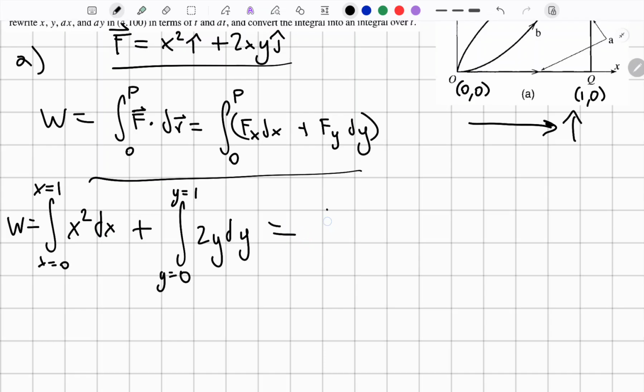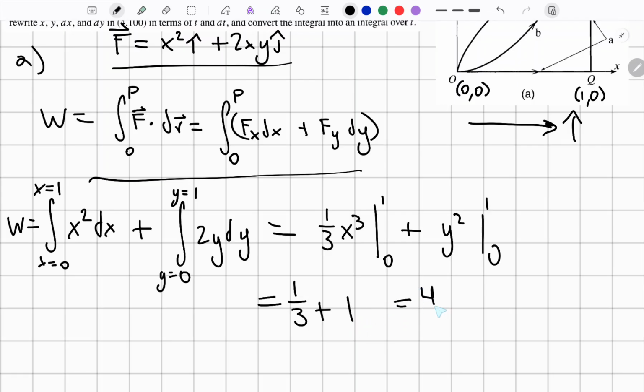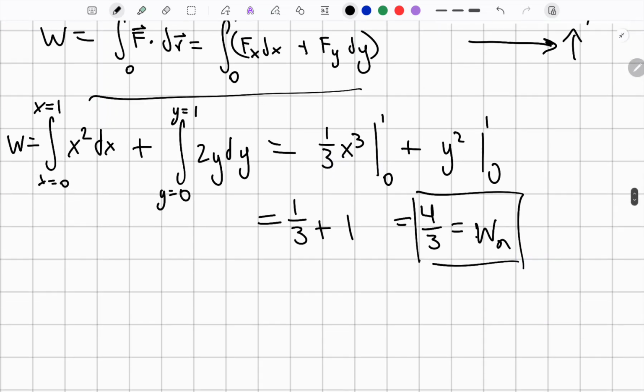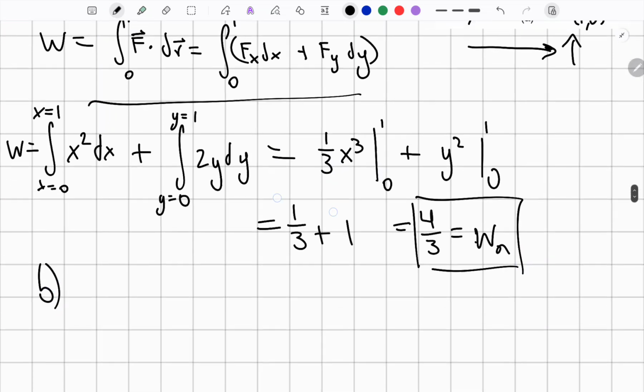Evaluating these integrals, we're going to have 1/3 x to the third from 0 to 1 plus y squared from 0 to 1, and that will evaluate to 1/3 plus 1, which is 4/3. So that's the work done along our first path A. We're going to go ahead and move along to part B.